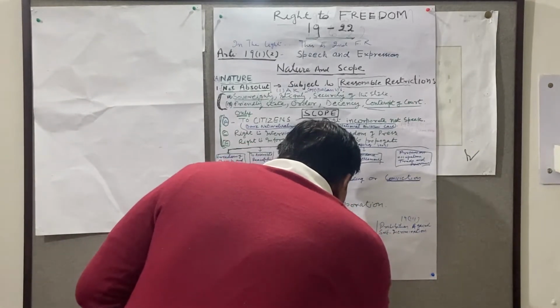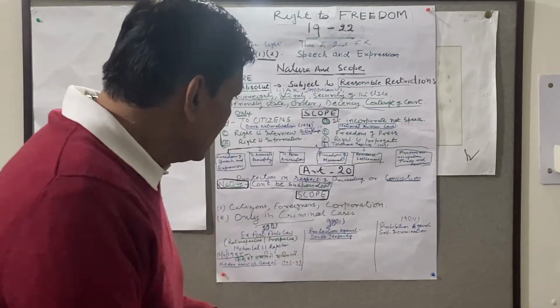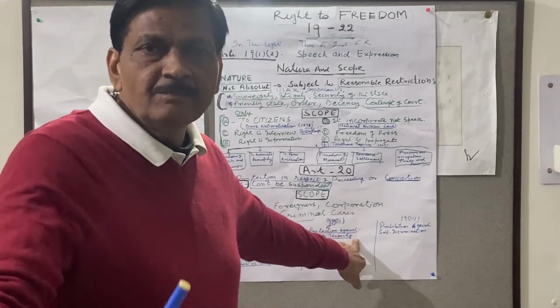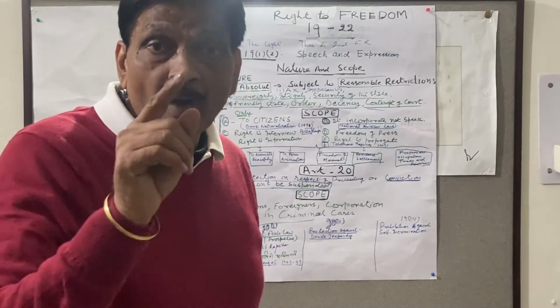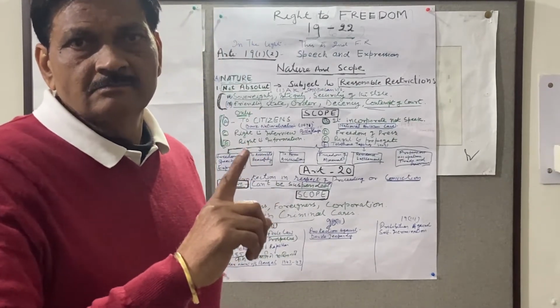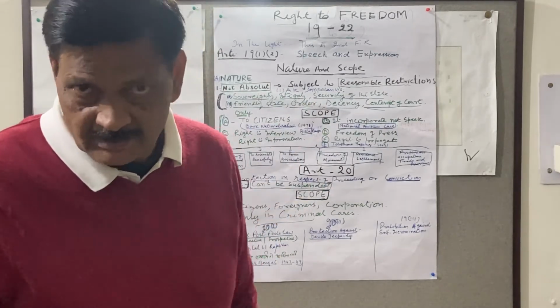Second is 20 point provision 2, protection against double jeopardy. It simply means that one person cannot be punished twice for the same crime. एक ही क्राइम के लिए एक व्यक्ति को दो सजाएं नहीं हो सकती हैं.